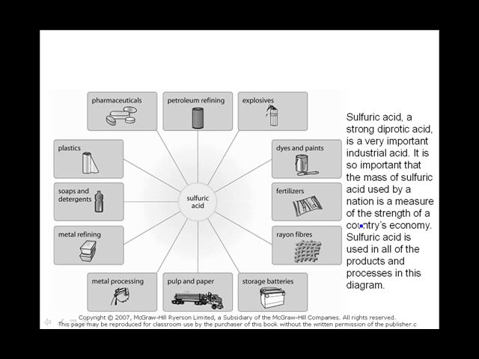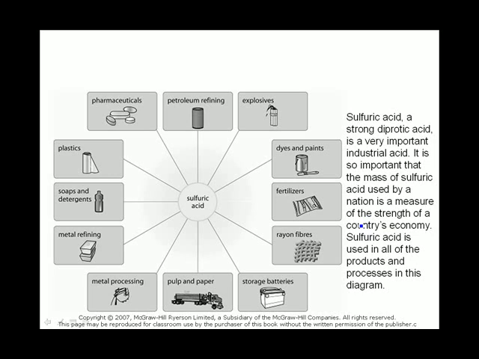If we just look at even sulfuric acid, you can determine how strong a country's economy is based on the amount of sulfuric acid it uses in its industries. So sulfuric acid is involved in all of these industries, in pharmaceuticals, petroleum, explosives, dyes, paints, fertilizers, rayon fibers, and so on. It's such an important acid that, like I said, you can judge the strength of a country's economy based on the amount of sulfuric acid it uses. So acids are really important in terms of everyday life.